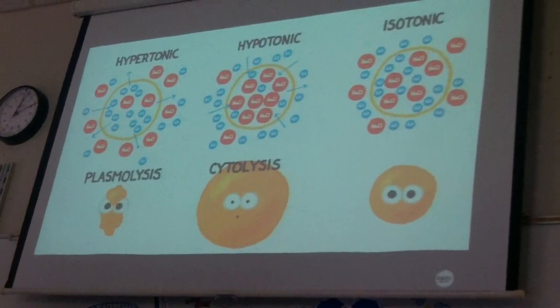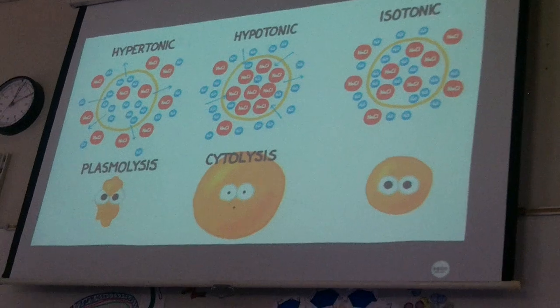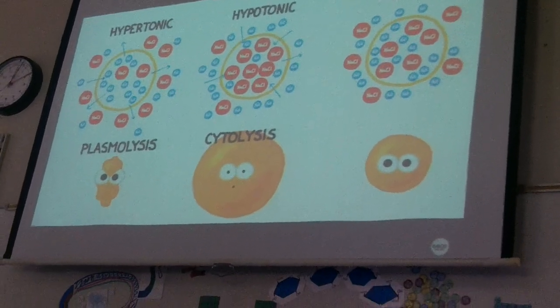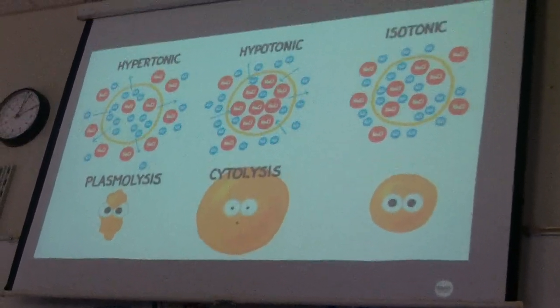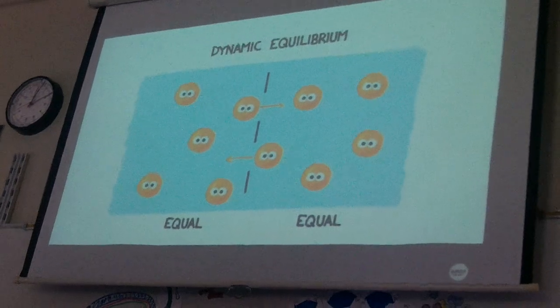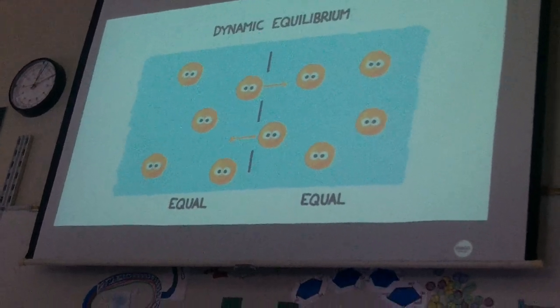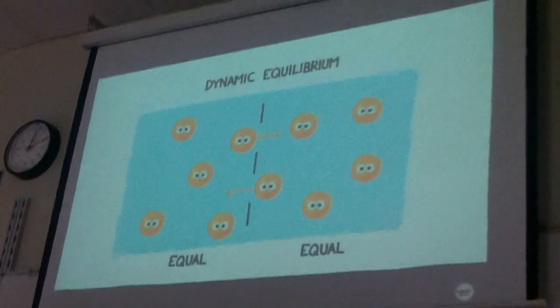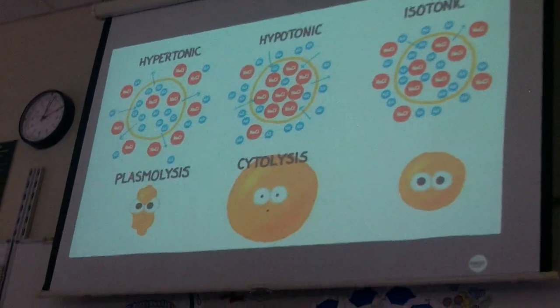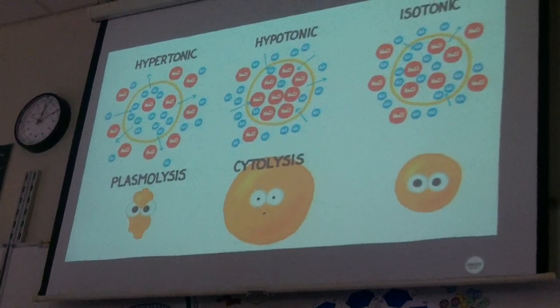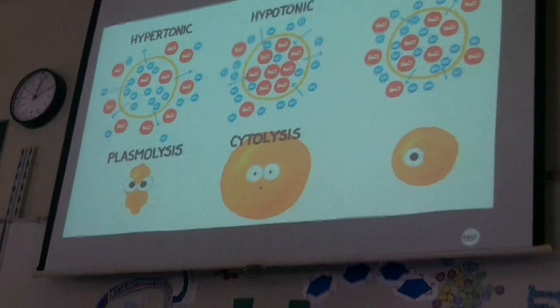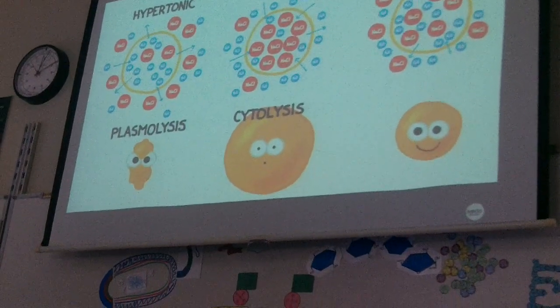Placing a cell in an isotonic solution, where the concentrations inside and outside are equal, is much more pleasant. Equal amounts of water molecules continue to pass in and out of the cell. The system is in dynamic equilibrium. Particles are continuing to move, but the net movement is zero. The cell neither grows nor shrinks and is much more likely to survive.